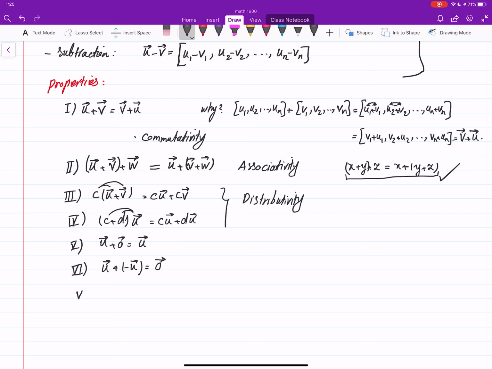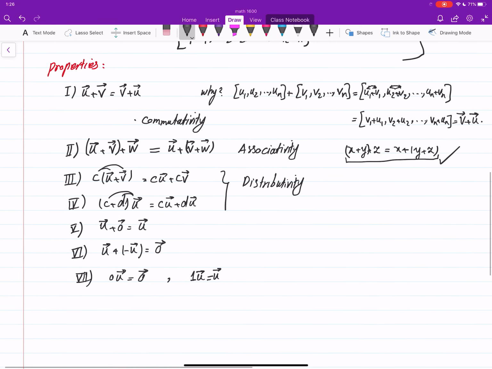Also, there's this nice property that when you scalar multiply the number zero to u, you get a vector whose components are all multiplied by zero. So you get a vector full of zeros, and that is the zero vector. Or if you multiply the number 1 to a vector, you get all components exactly as before, and you get the same vector. So these are the properties.